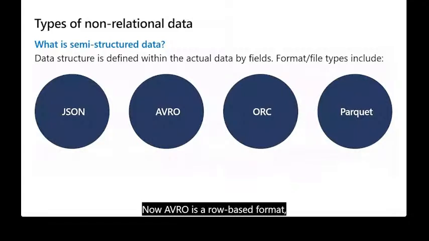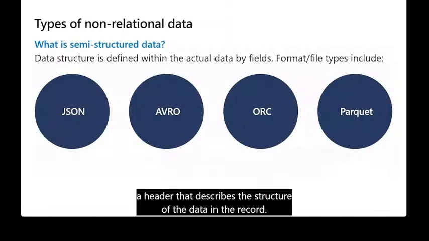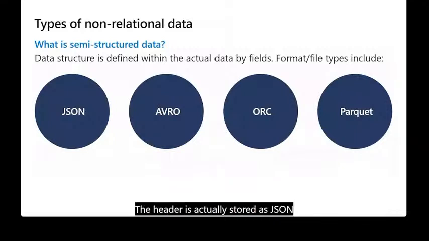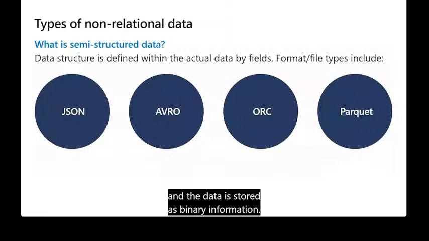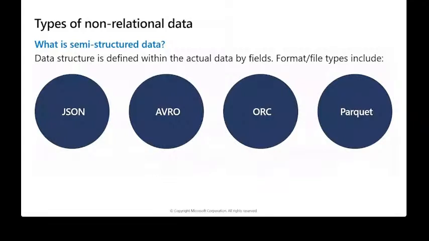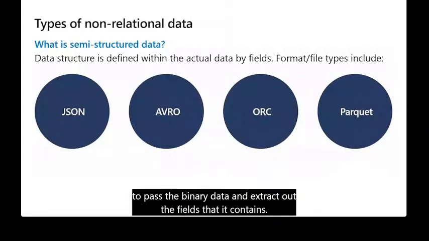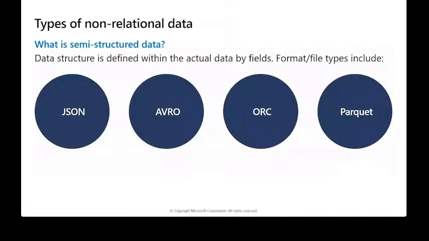Now, Avro is a row-based format. So it was actually created by Apache. Each record contains a header that describes the structure of the data in the record. The header is actually stored as JSON, and the data is stored as binary information. So an application will typically use a header to parse the binary data and extract out the fields that it contains. Avro is actually quite a good format for compressing data and minimizing storage and network bandwidth requirements.